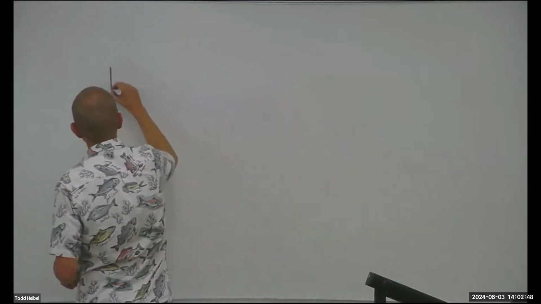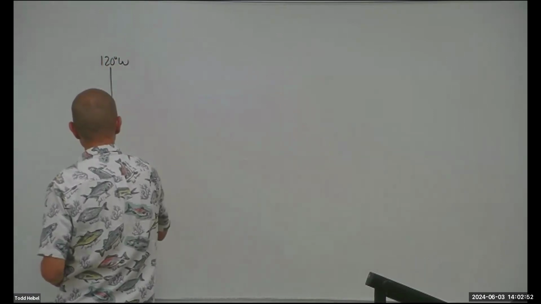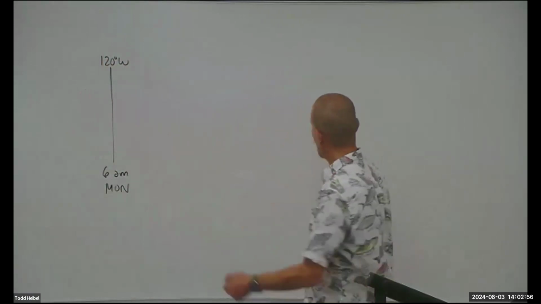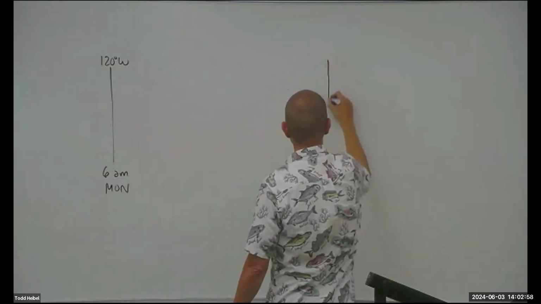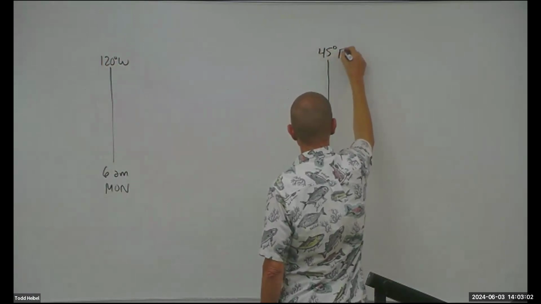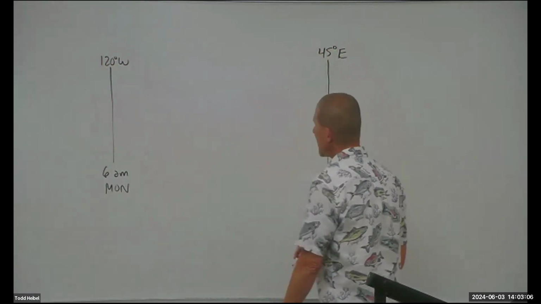Okay, so here is the deal. So here's 120 degrees west. We said it's 6 a.m. on Monday. This is question 1, assignment 2. And then we're going to go to our friends in Mogadishu, their time zone, what's called their central meridian. Remember, it's all about east versus west. And we don't know the day and the time.